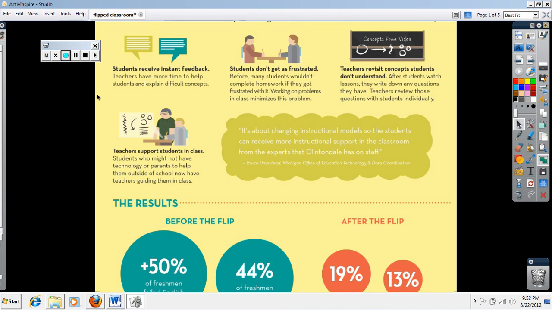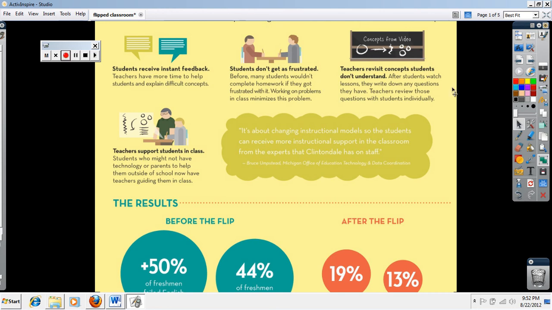They don't get as frustrated because at home, they don't have the teacher there to ask questions right away, and if they don't understand something, they're not going to want to work through the entire worksheet or the whole lesson or whatever, writing the essay or whatever they have to do, and the teacher's right there to help them during class with that independent work.